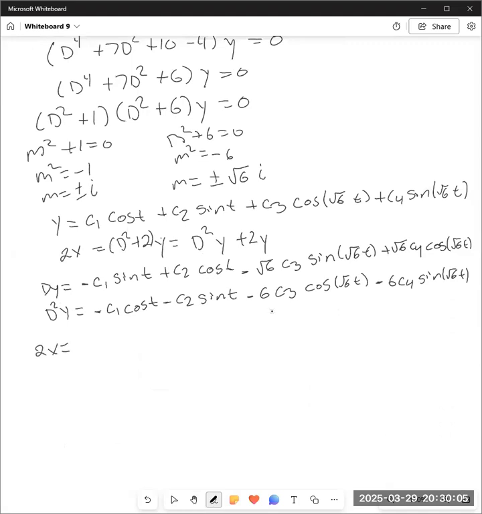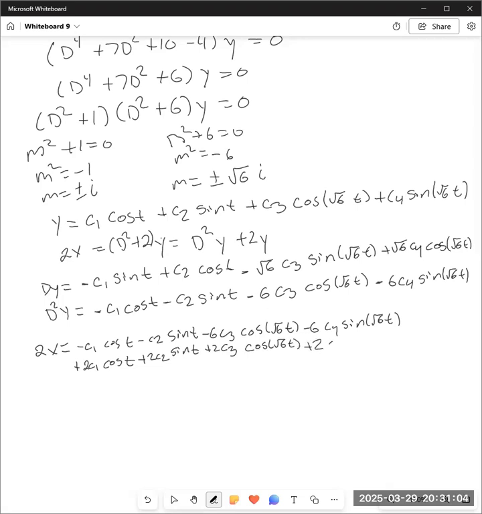2x is equal to this: negative c1 cosine t minus c2 sine t minus 6 c3 cosine √6 t minus 6 c4 sine √6 t, plus 2 times the original: 2c1 cosine t plus 2c2 sine t plus 2c3 cosine √6 t plus 2c4 sine √6 t.